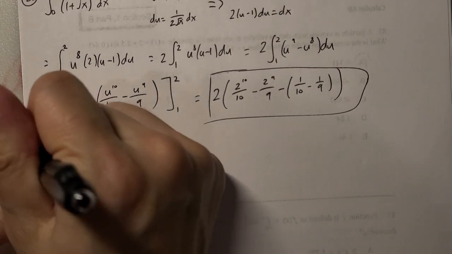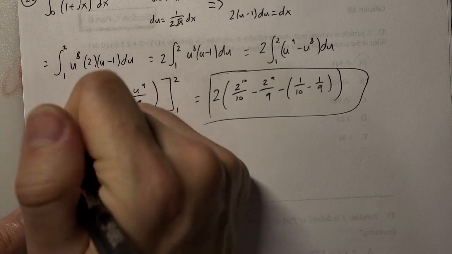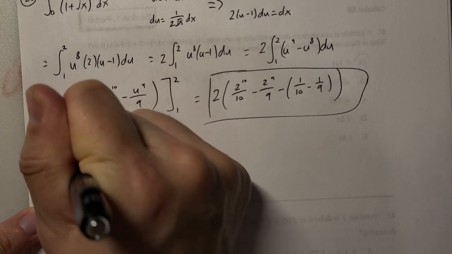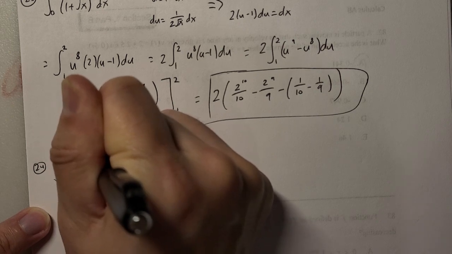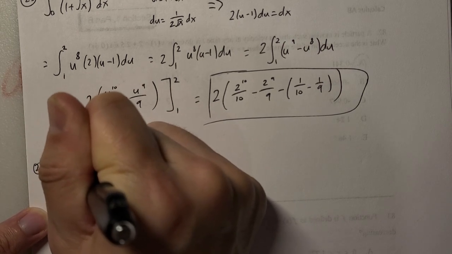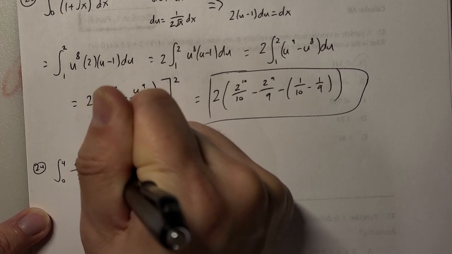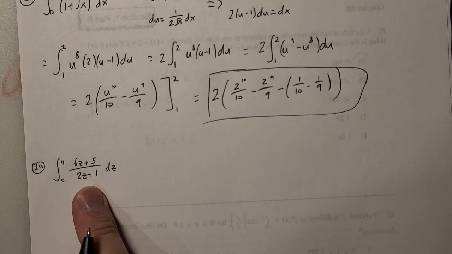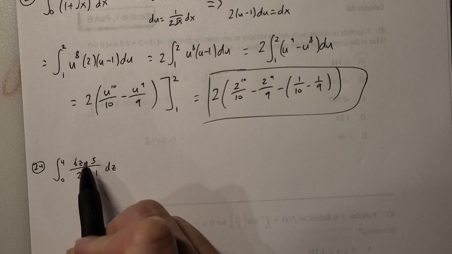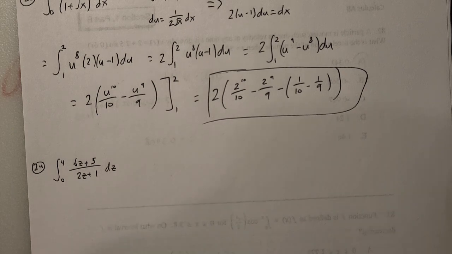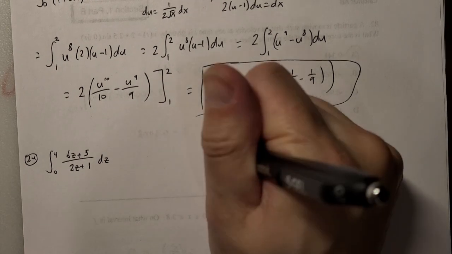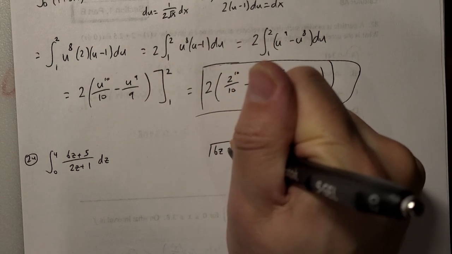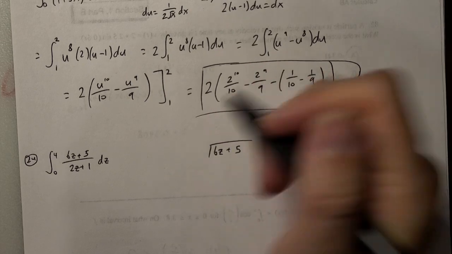Okay, next, 24. Integral from 0 to 4 of 6z plus 5 over 2z plus 1 dz. How do we solve this one? Well, it's a rational function, and we see that the degrees are the same, so we can do long division to help simplify things. I know most people don't like to do it, but it's not too bad for this one.